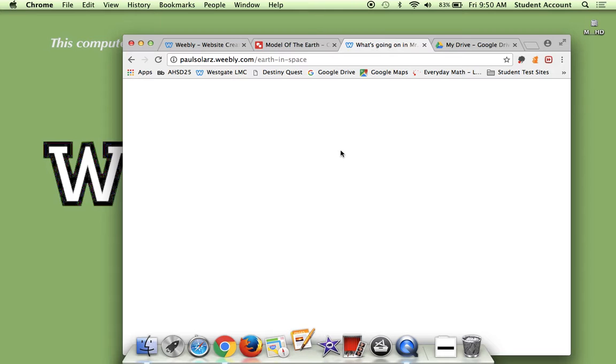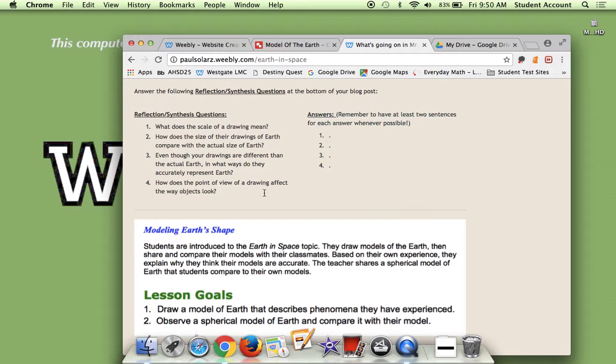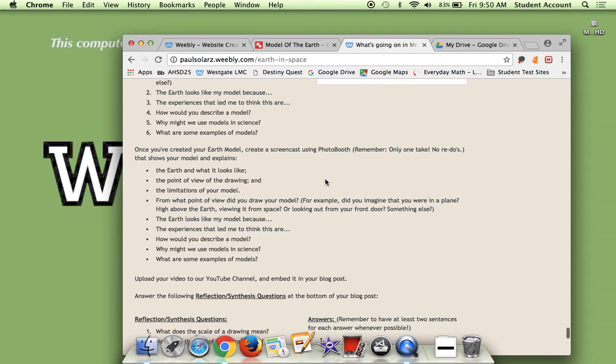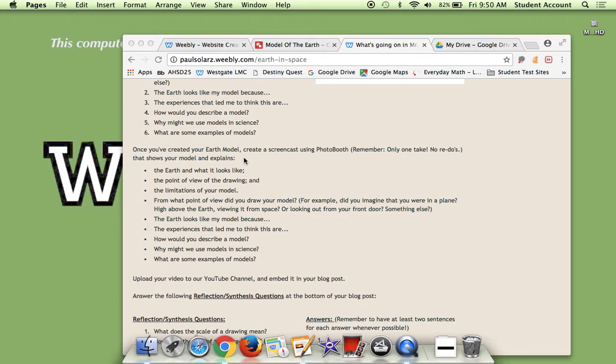Some reflection questions to answer on it. The Earth looks like my model because it shows the continents and the ocean, and it's round and shaped like it. But it's not completely round. It's 3 dimensional. It's a sphere, but looking down from space, it looks like it's just round and not spherical, but it's actually spherical.